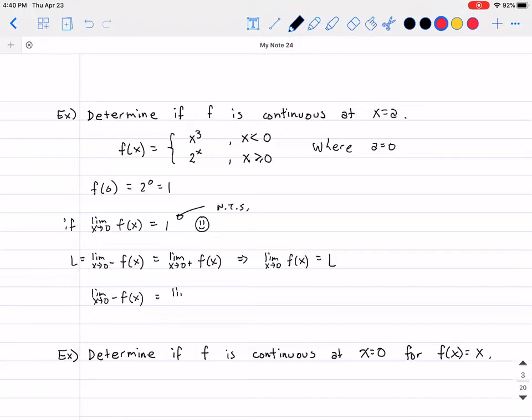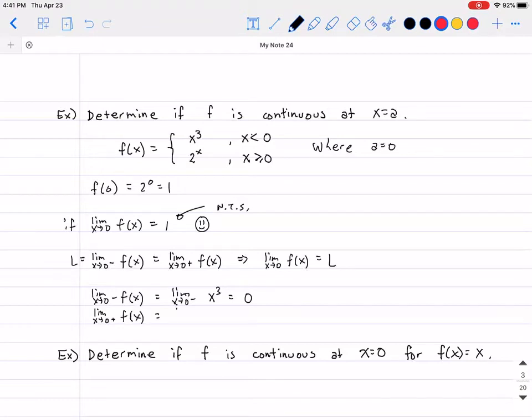The limit as x approaches 0 from the left-hand side of f of x. What that means is I need to use the left-hand limit, meaning I need to actually use the first function right there, because x is going to be less than 0 for x that's to the left of 0. So I'm going to plug it into x cubed. And now we can use direct substitution because this is a polynomial. So then we're going to get 0 as our answer.